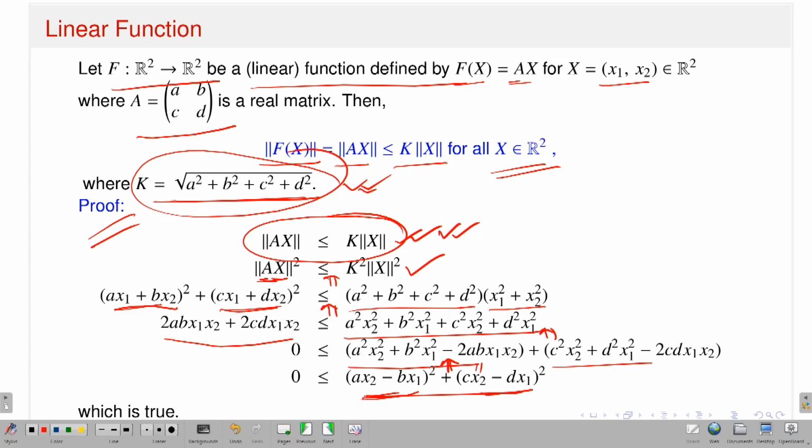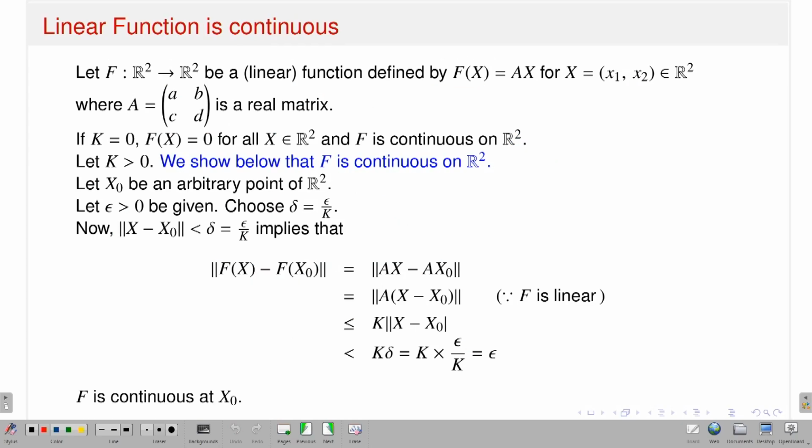So, therefore, if I start with a 2 cross 2 matrix, and I define a map from R2 to R2 where the action of F at the point x is nothing but Ax, then the first observation is that the norm of Fx is dominated by k times the norm of x, where k is a fixed constant, which is nothing but the square root of the sum of the squares of the elements of the matrix A. Once I have this estimate, then using the linearity of the map capital F, I can conclude that capital F is a continuous function. Okay.